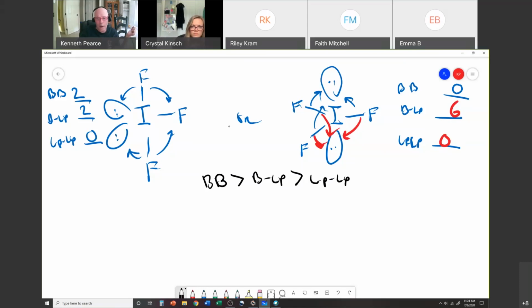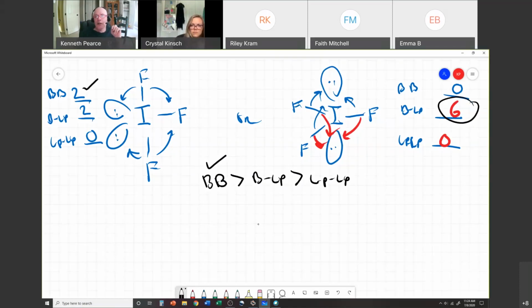Okay, so we want to maximize our bonded. Which one maximizes our bonded? That one right there. And lone pair, definitely do not want lone pair. So this one has too many bonded lone pairs. You with me so far? It's about those interactions. Lone pair interactions are worse than atom or bonded interactions.